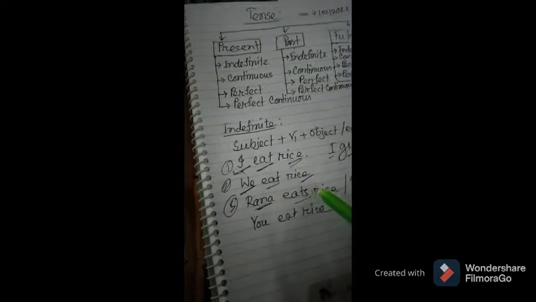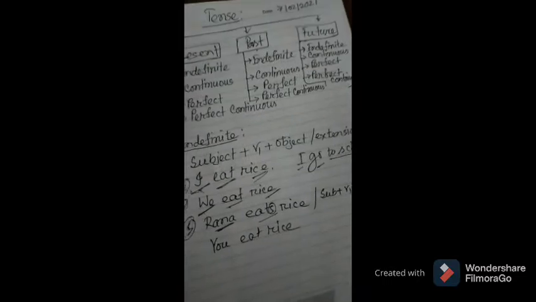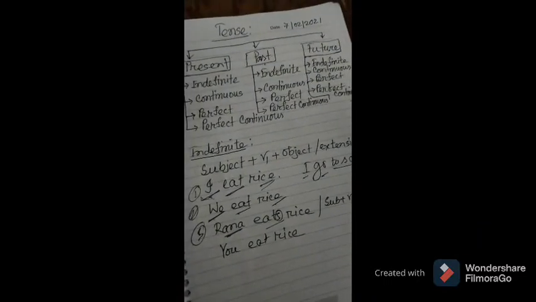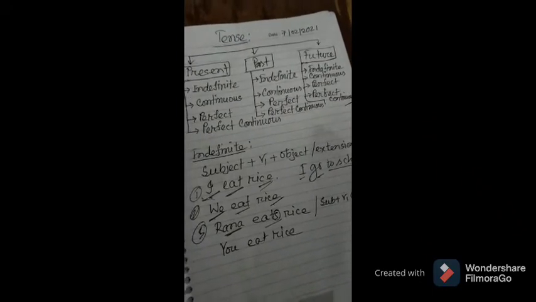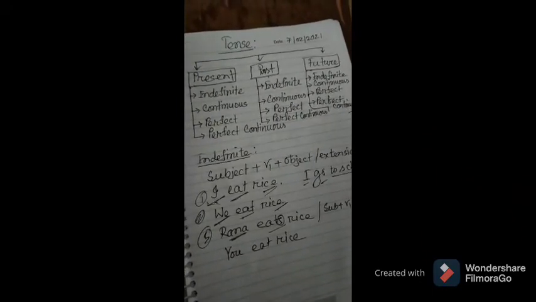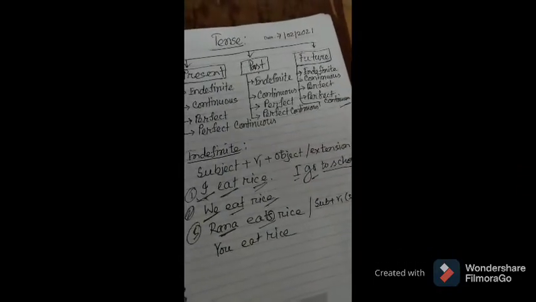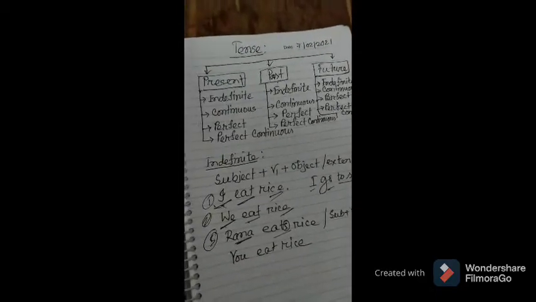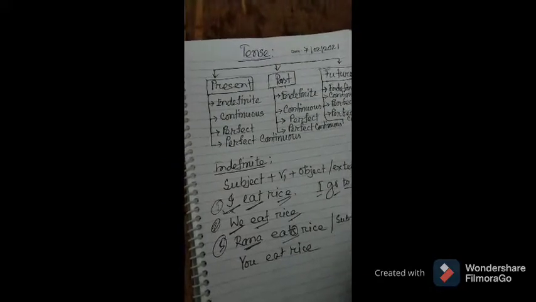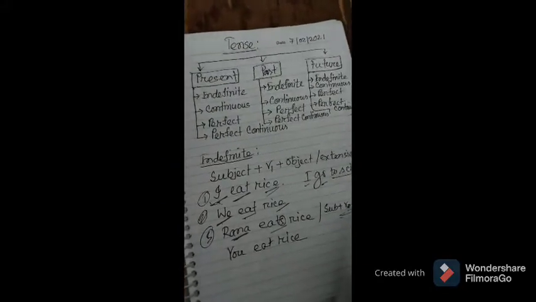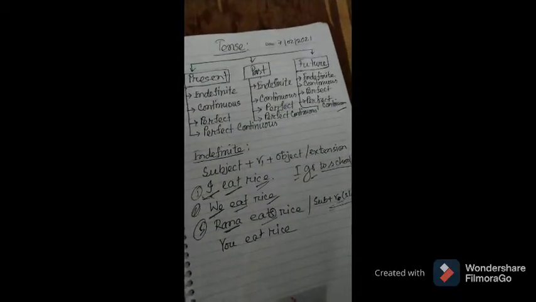Look, first two sentences don't have s with the verb, but now we are having extra s with the verb. It is because it is the rule of the present indefinite tense. If the subject is third person singular number, then we have to add s or es with the verb. Okay, this is the rule, and we add s or es after the base form of the verb, not with the present form of the verb.